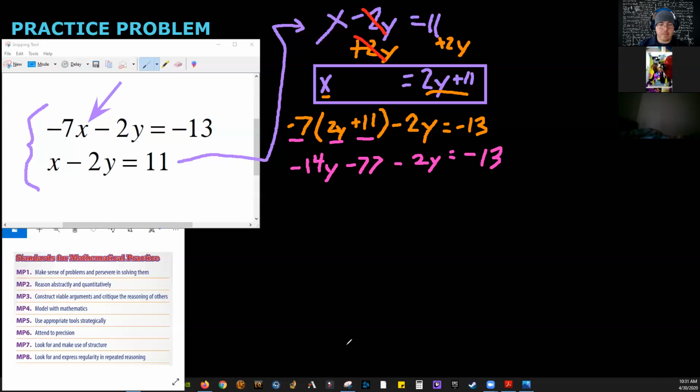Combining like terms, I'm noticing some things we can already put together, because I have negative 14y and a negative 2y on the same side of the equation. Well, negative 14y minus 2y would be negative 16y. And then I'm going to go ahead and do the inverse operation now. I'm going to add 77 to both sides, because these will cancel, because they are opposites. That's my abstract rule again.